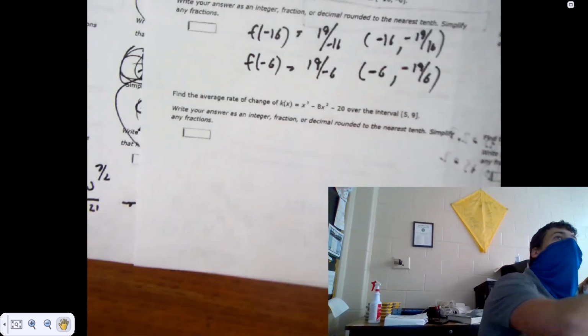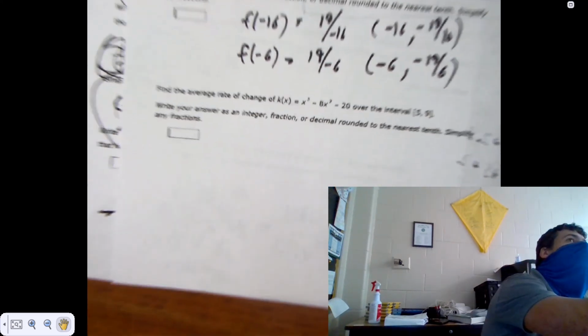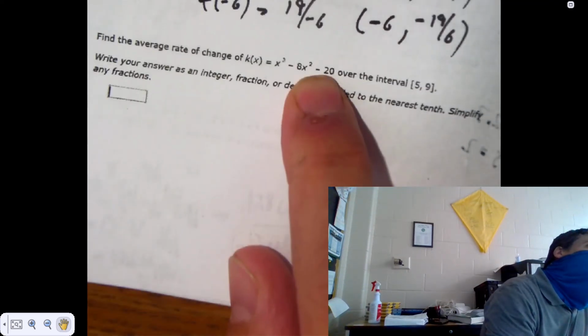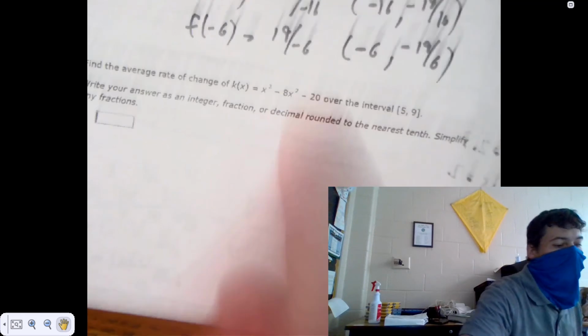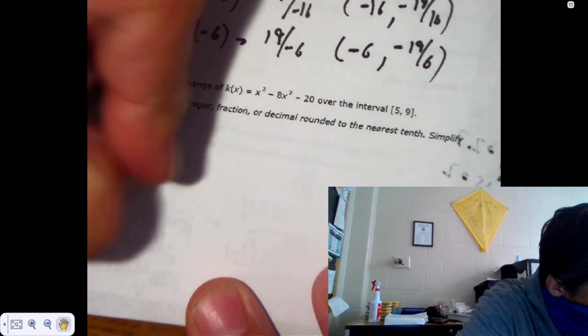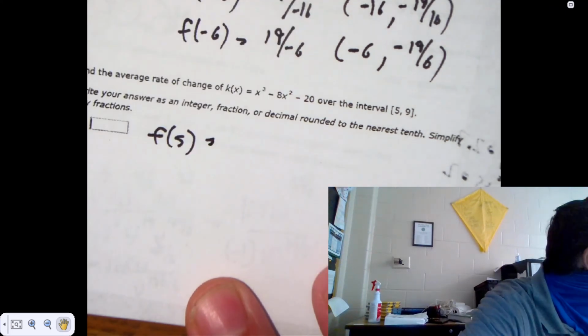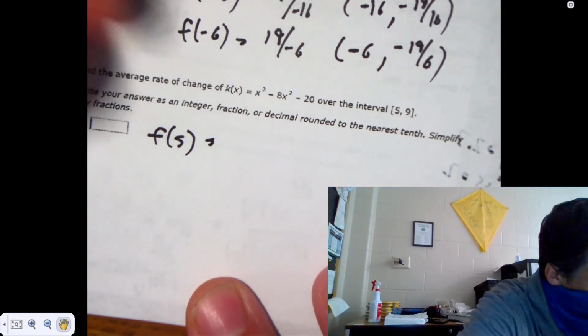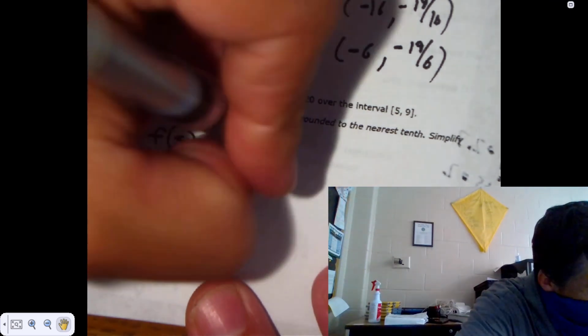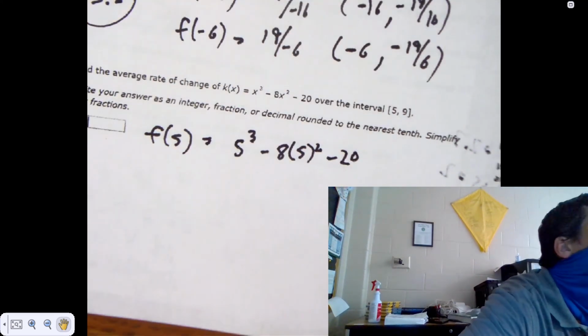We got to go over this one because of the type of questions that are in it. Like there's an x cubed and an x squared. Those things are worth talking about. I'm going to find f of 5 by plugging in a what? Plugging in a 5. That's 5 cubed minus 8 times 5 squared minus 20.